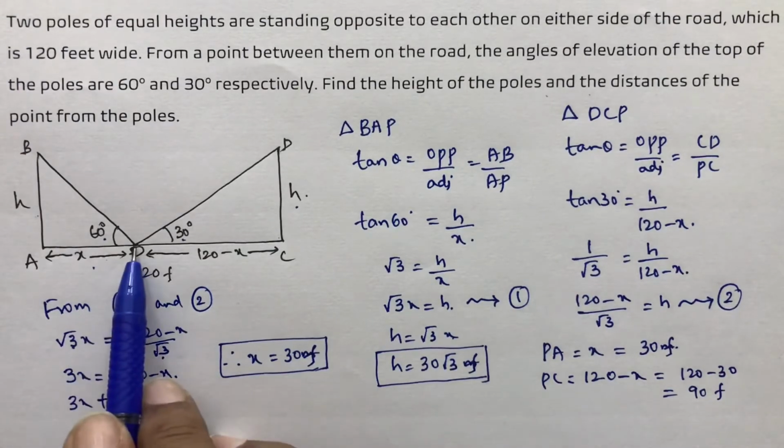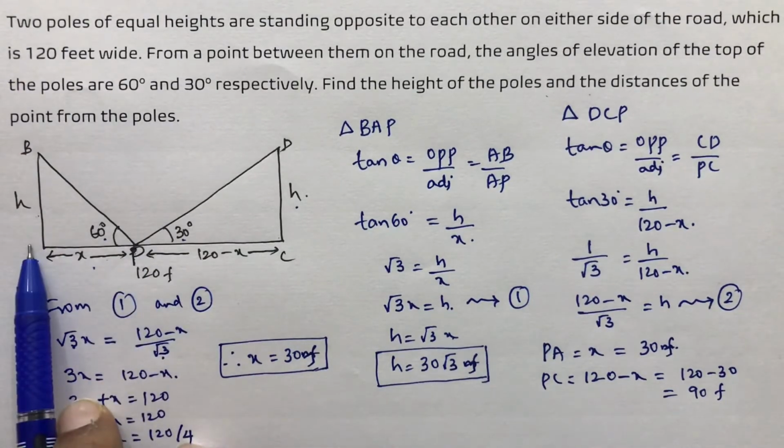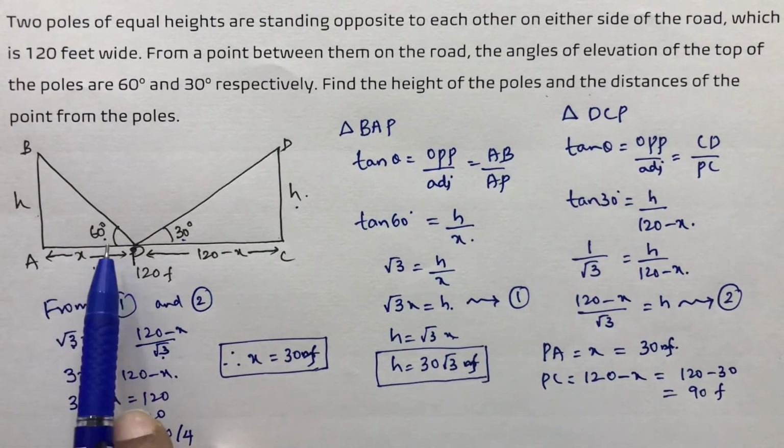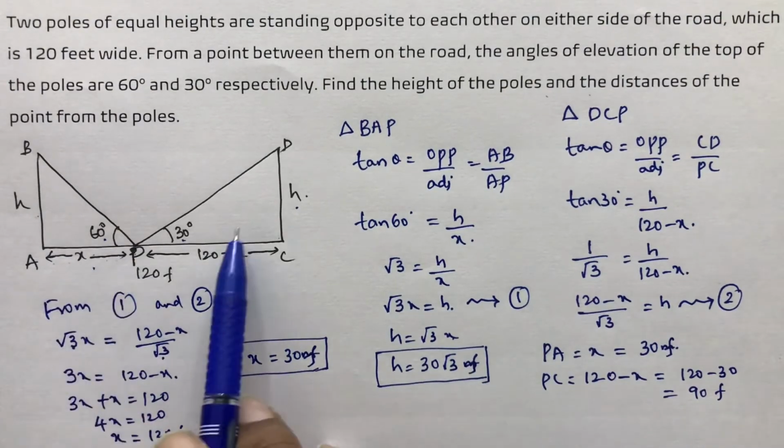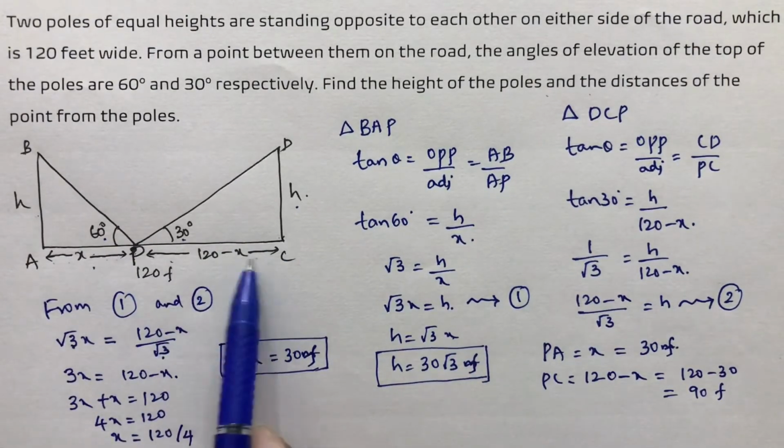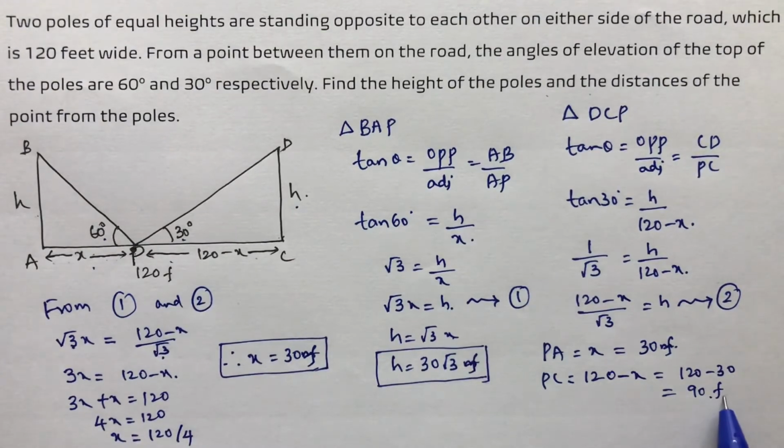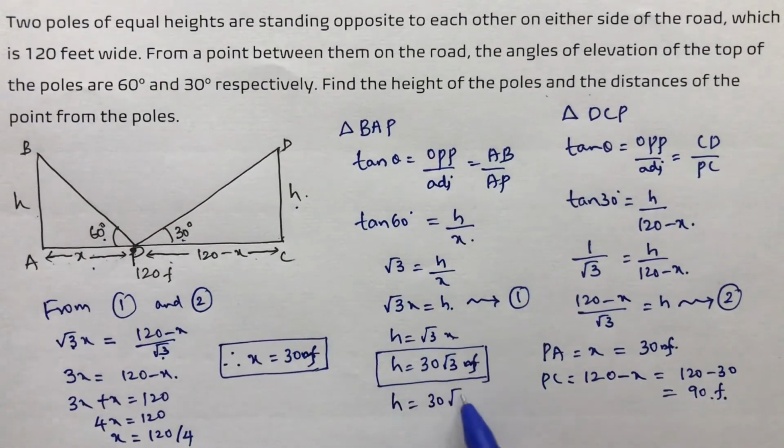So the point from the first pole is at a distance of 30 feet, and from the second pole, it is at a distance of 90 feet. And the height is 30 root 3 feet.